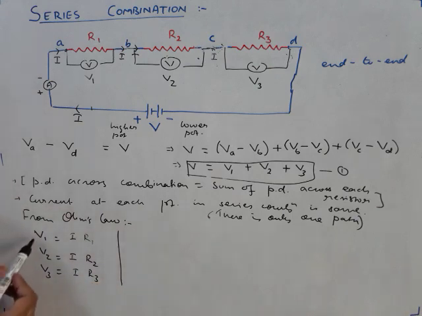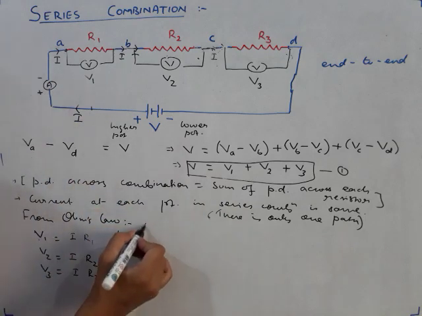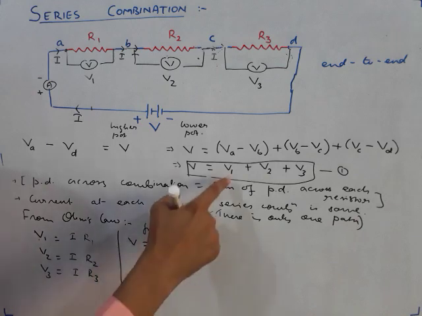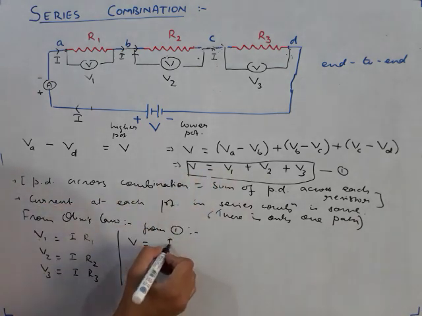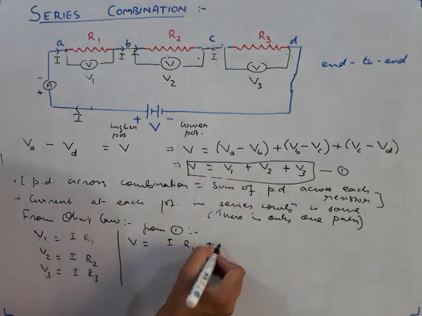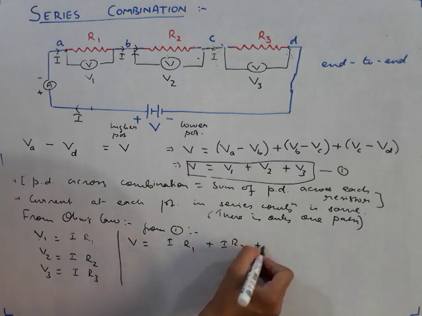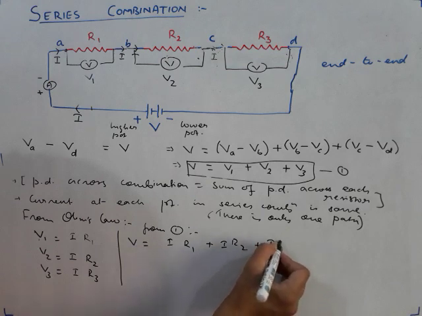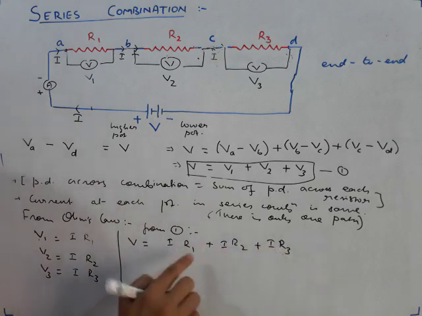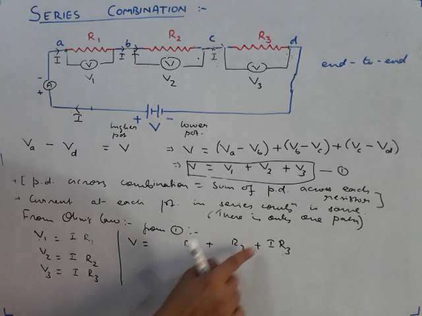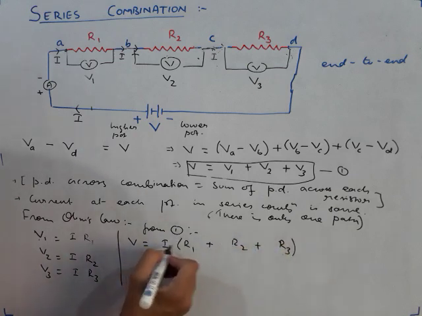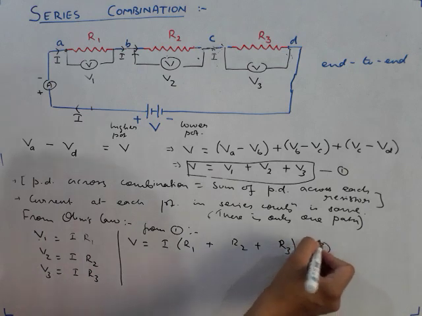Now we'll put the values of V1, V2 and V3 in equation 1. So from 1, what will we get? V is equal to, instead of V1 I'll put I R1, instead of V2 I'll put I R2, and instead of V3 I'll put I R3. So I can take common. So I into R1 plus R2 plus R3. Is it clear, students?